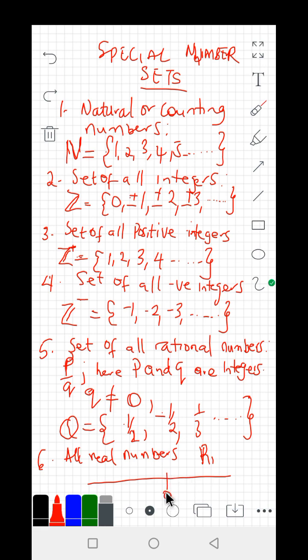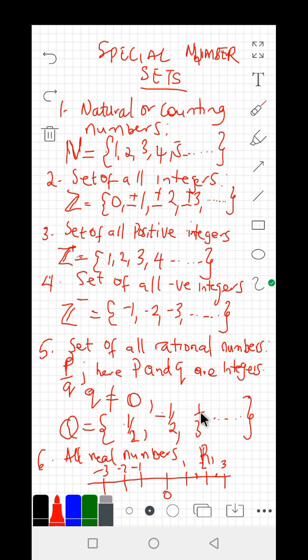Generally, we have 0. This side is positive. This side is negative. So -1, -2, -3 are all in this set. 0 is also in this set. 1, 2, 3 are also in this set. It's even possible to have 1.5, 2.5, because you can place them on the number line.